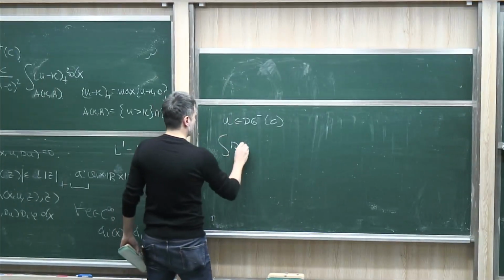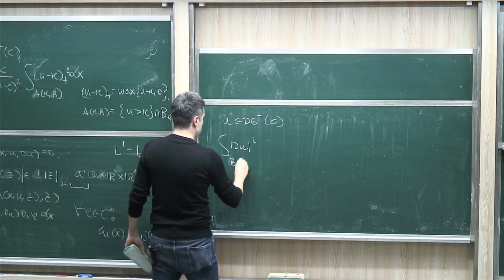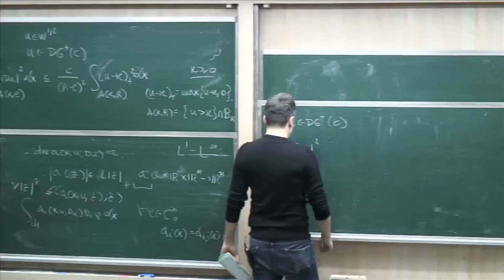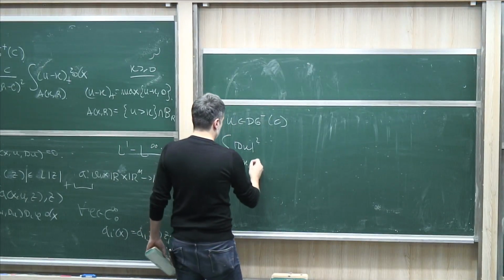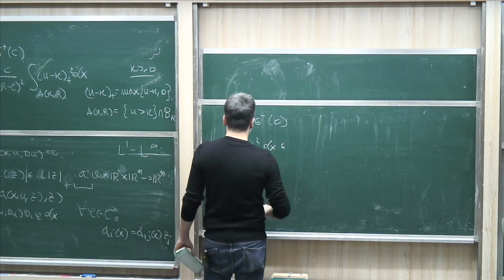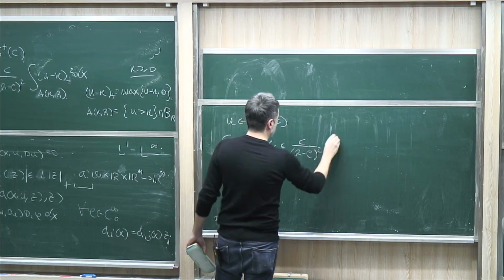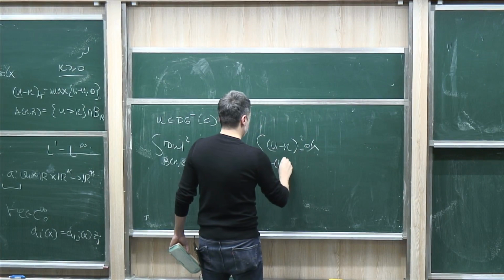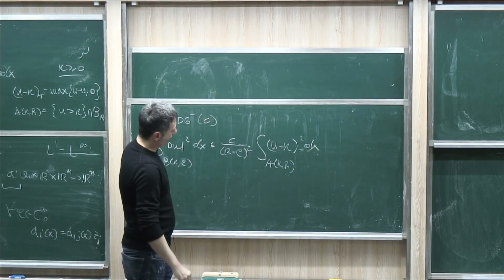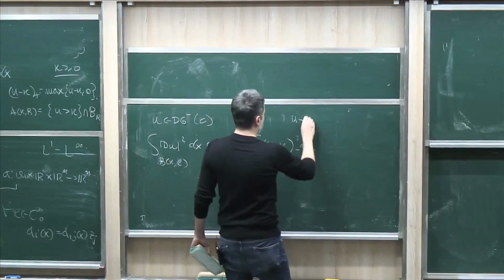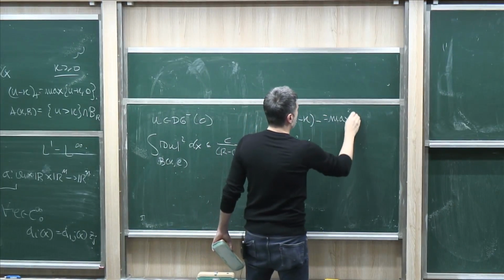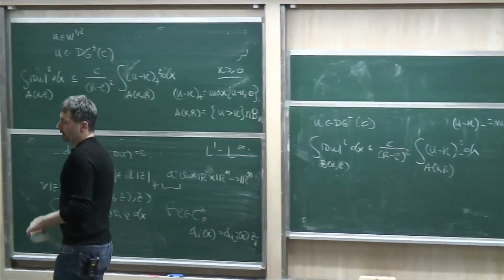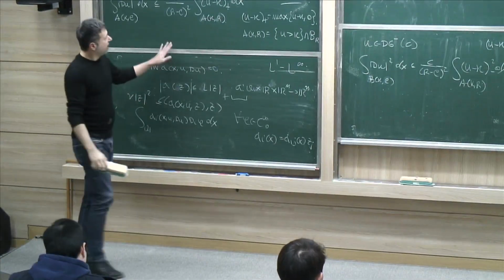u belongs to DG- if and only if the integral of |Du|^2 over A(k, rho), and k, of course, is a positive object, is less than or equal to C over (r minus rho) squared times the integral of (u minus k)_- squared over A(k, r), and (u minus k)_- is defined as the maximum between k minus u and 0. So this tells you, well, they are what they are.